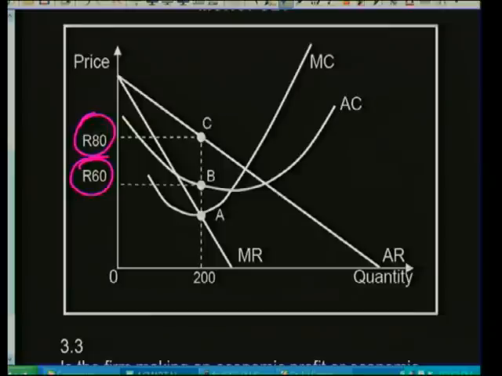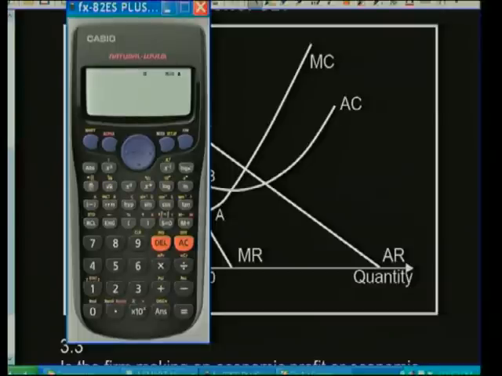So if you have to calculate this, I just want to show you on the calculator. The difference between 80, which is your economic profit, and 60, which is the normal profit, will be 20. In this case, the quantity indicated on the graph is 200. So you have to multiply it by 200 to calculate your economic profit, and the economic profit will be 4,000 Rand.